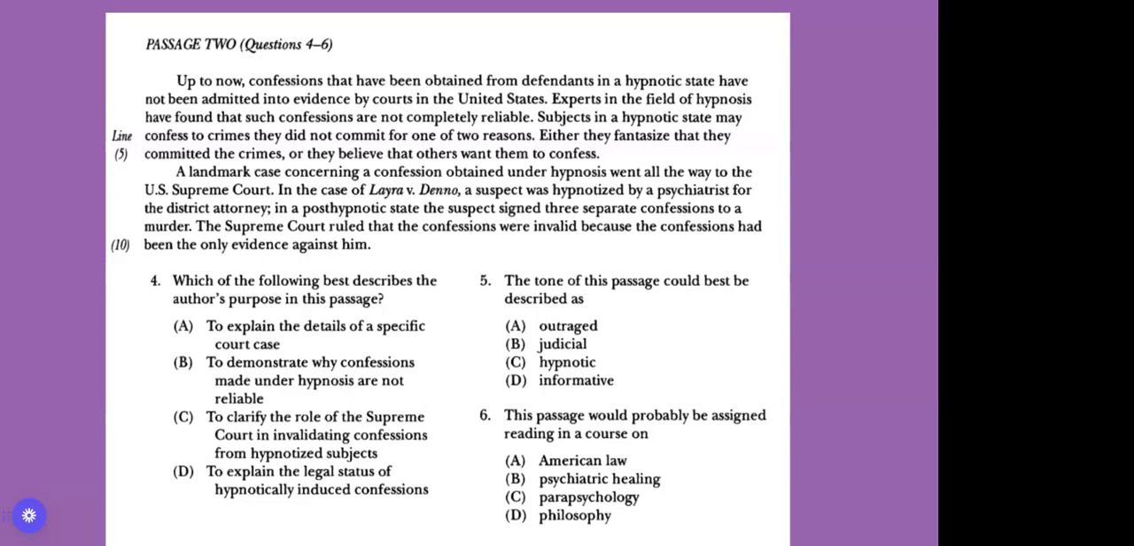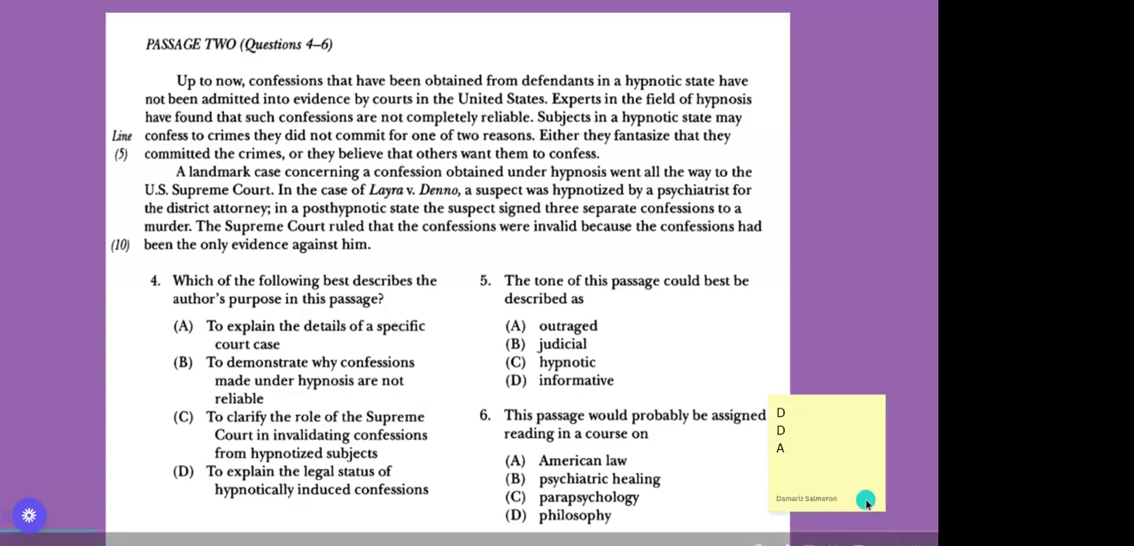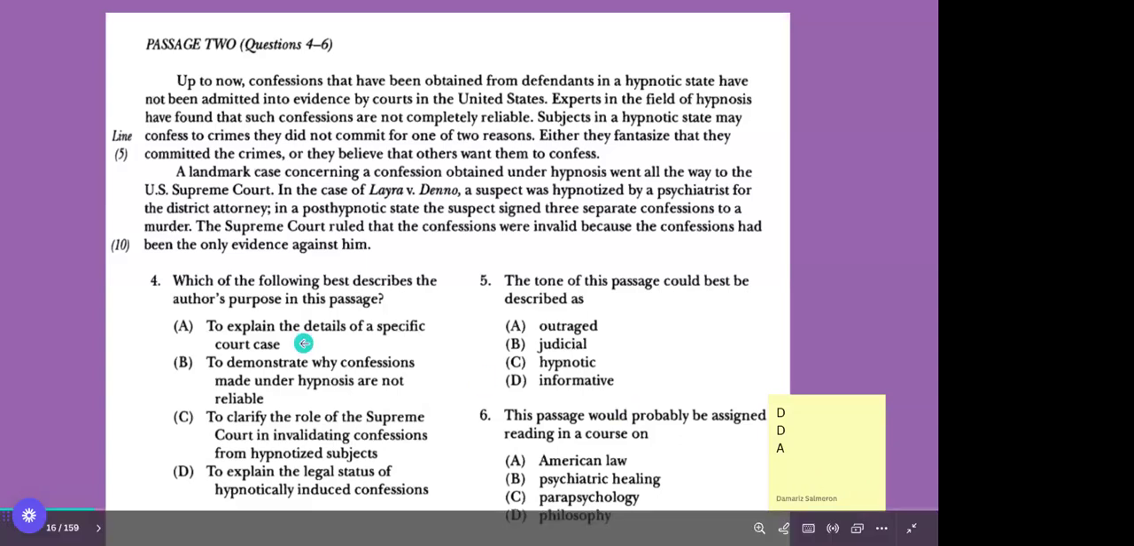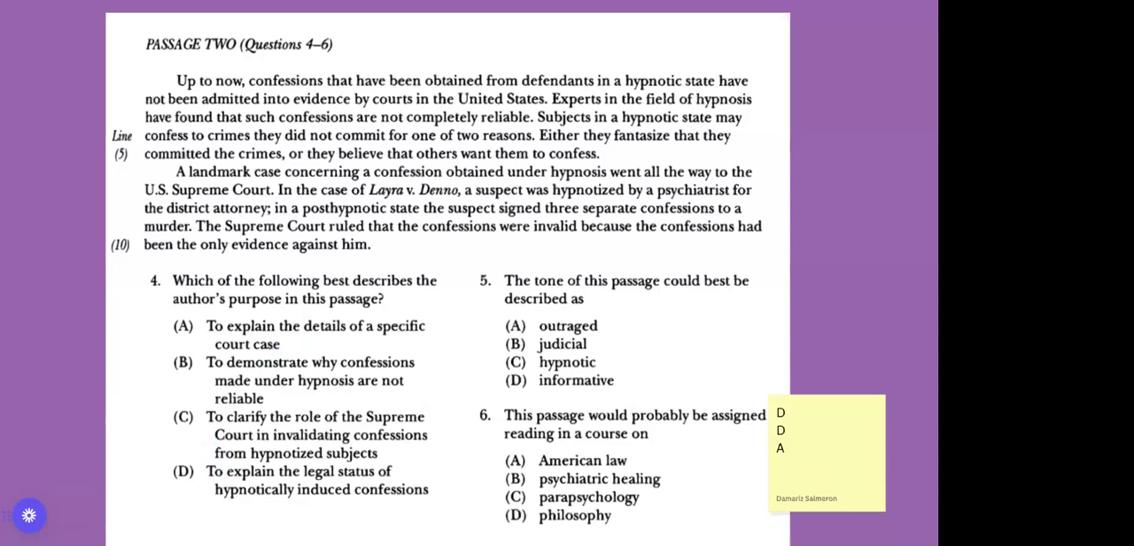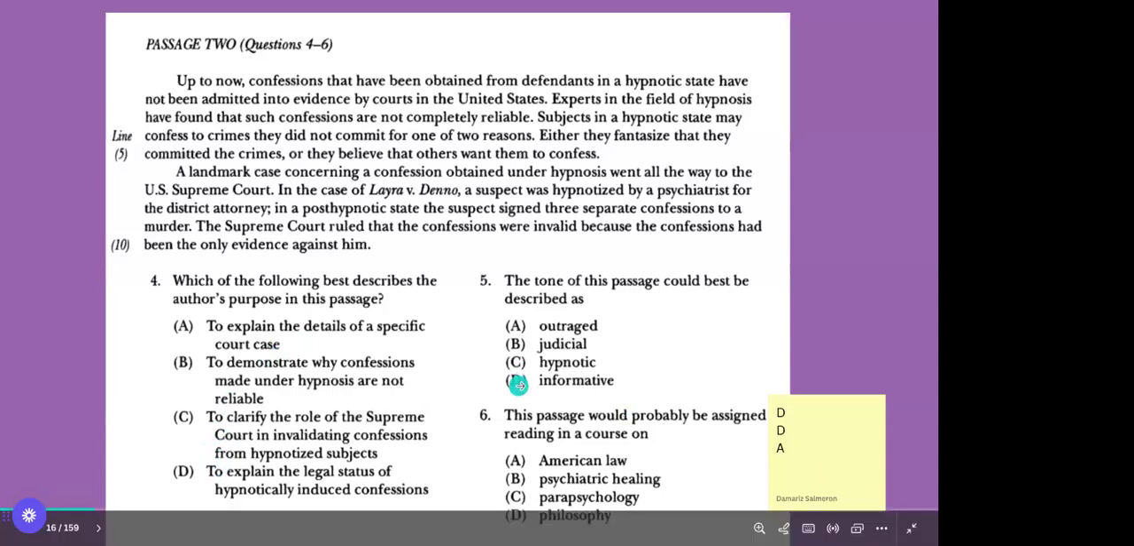Finish, teacher. Okay, let's check the answers. There we go. What is the purpose of the passage? Is letter D, to explain the legal status. Number 5, it's letter D, informative.